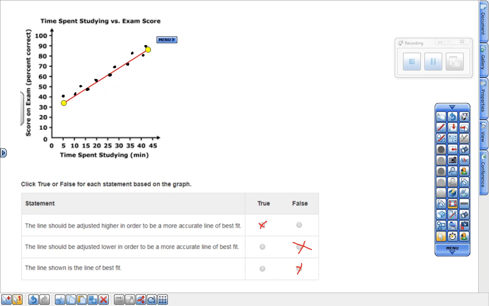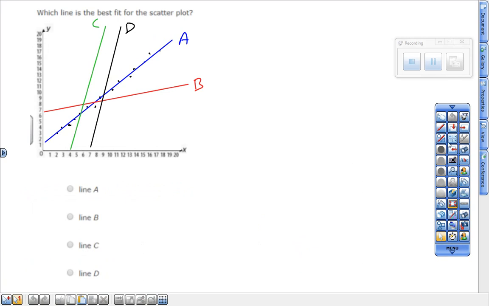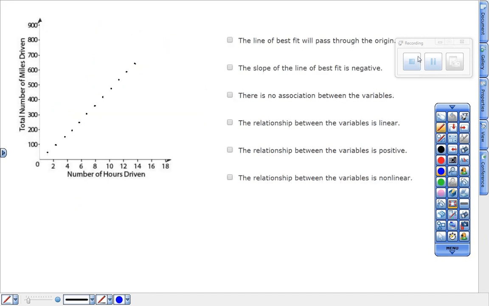Next problem. I want you to see that this line right here, A, is the right line. I would like you to try to draw this graph best you can and show me that line A is the best fit line. The third word is brown. Brown.